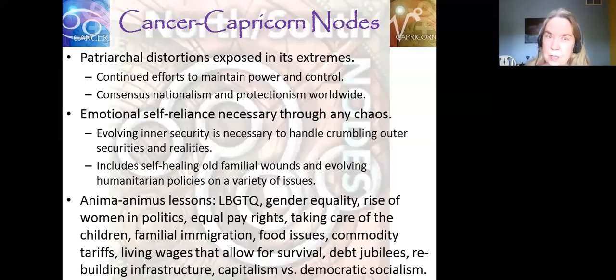And of course, with these Cancer-Capricorn nodal axis transits, look at the animus issues that are going through with LGBTQ, gender equality, rise of women in politics, equal pay rights, taking care of the children, familial immigration, food issues, commodity tariffs, that's where I live, living wages that allow for survival, debt jubilees, rebuilding infrastructure, capitalism versus democratic socialism. Again, I'm on a roll. I'm going fast. Thank you for letting me do that, okay? Getting as much in as possible.